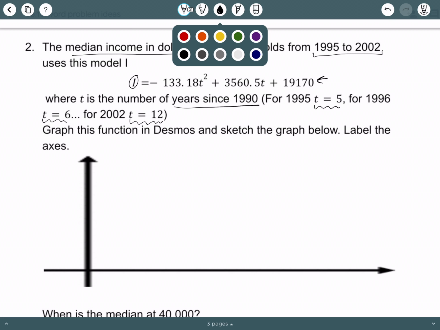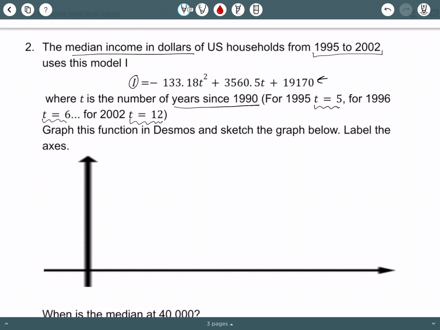label the axes. The first one that I'm going to label is my x-axis, or my t-axis, my horizontal. So t, we know, is usually something along the lines of time. It's our x value. So here t is the number of years since 1990. And then we know our y-axis is going to be our output. In this case, it is our median income in dollars, US dollars, whatever.